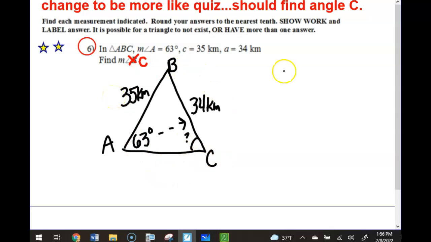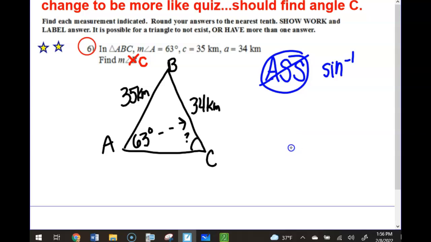I have 2 sides and an angle. Is the angle the one in between those two sides? No. So it's called SSA. What that means is it does not determine one unique triangle. We're still going to use law of sines to set this up, but it means there could be more than one possible triangle, or there could be no triangle. All right, so tell me how to set this up.